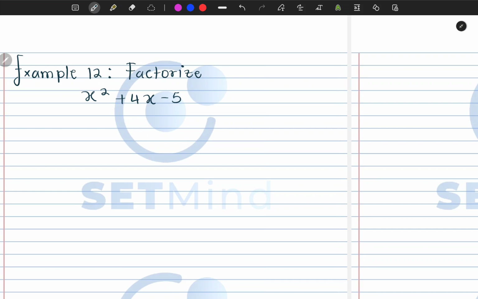Okay, so here's our example number 12. We're required to factorize x squared plus 4x minus 5. I'm looking for 2 numbers. When I multiply them, I'll get negative 5. When I add them, I will get positive 4. If you think carefully, what will multiply to 5 will only be a 1 and a 5. But I need the answers to add up to a positive 4, which means the 5 must be positive and the 1 must be negative. So this becomes my solution for this problem.